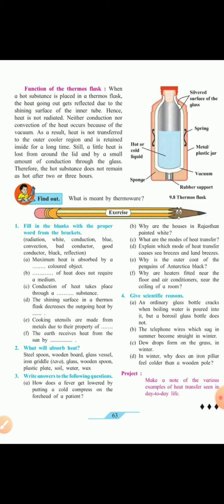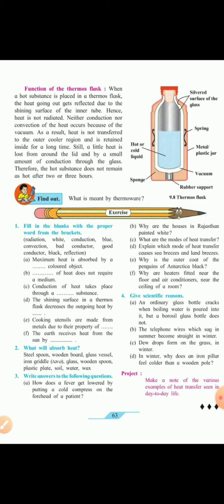Still, a little heat is lost from around the lid and by a small amount of conduction through the glass. Therefore, the hot substance does not remain as hot after 2 or 3 hours. So you all must have a thermos flask at home. You can observe the inner and the outer surfaces, and maybe you are using it at home. So you can see in figure 9.8 the construction of the thermos flask.